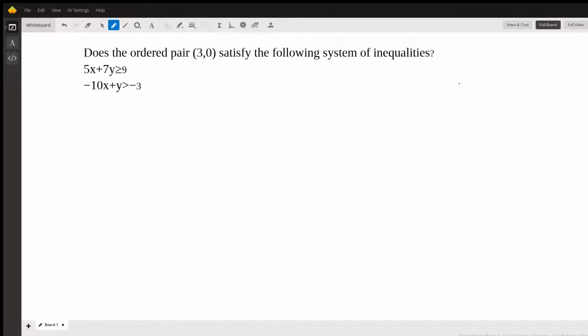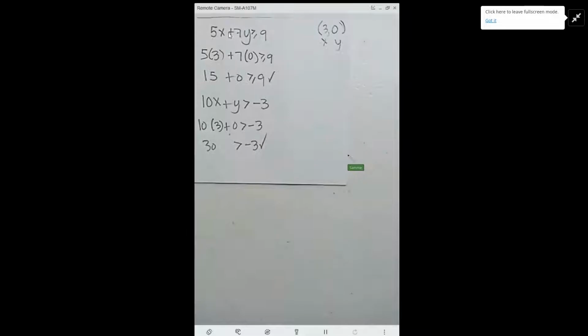Does the ordered pair (3, 0) satisfy the following system of inequalities? Here are the two equations. Let's take a look at them. Here's the first equation: 5x + 7y ≥ 9. We have to substitute these values into both equations, and if it satisfies both, then it satisfies the system. The system is both. So let's plug them in.